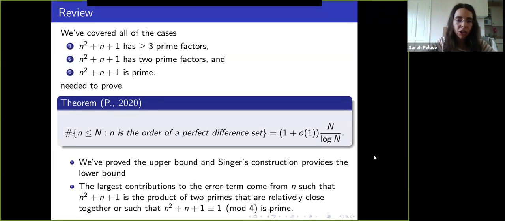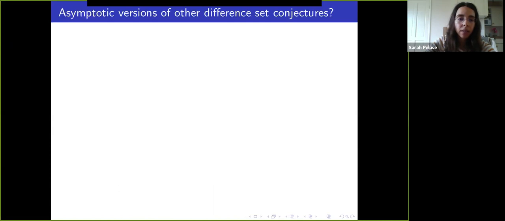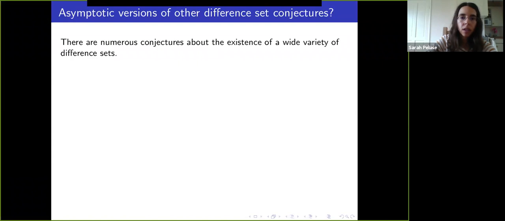And as I said, the largest contributions to this little-o of 1 error term come from n such that n squared plus n plus 1 is the product of two primes that are pretty close together, or n such that n squared plus n plus 1 is a prime that's 1 mod 4. And to finish, I want to say something about possible asymptotic versions of other difference set conjectures.